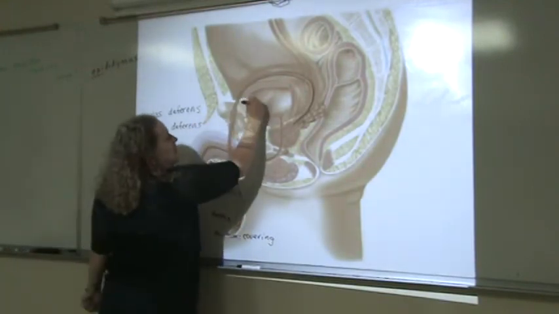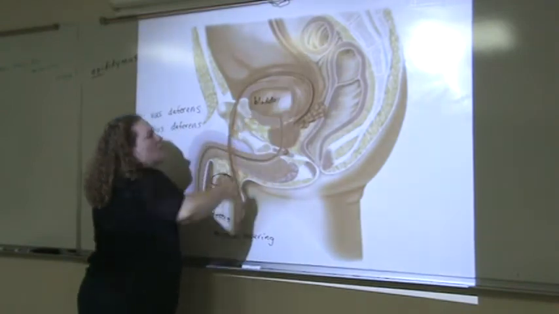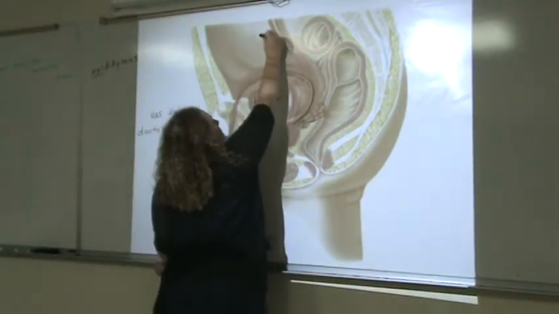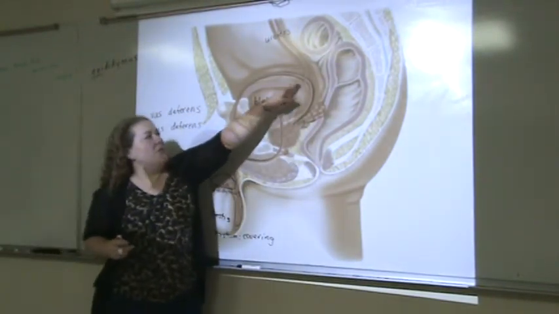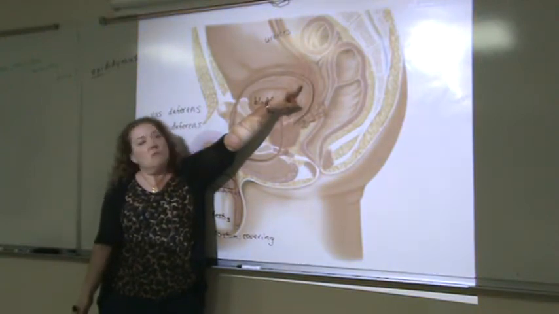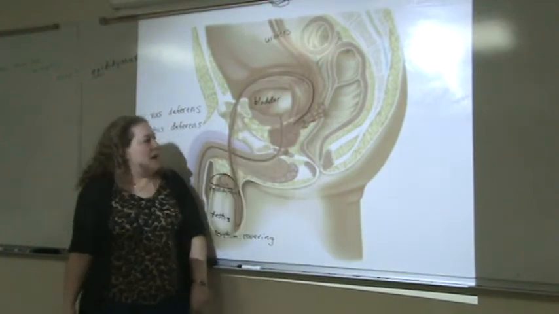Here's the bladder. What are these things right here, coming down to the bladder? Those are the ureters. The ureters come into the top posterior of the bladder. Vas deferens are going between them, coming around the back.